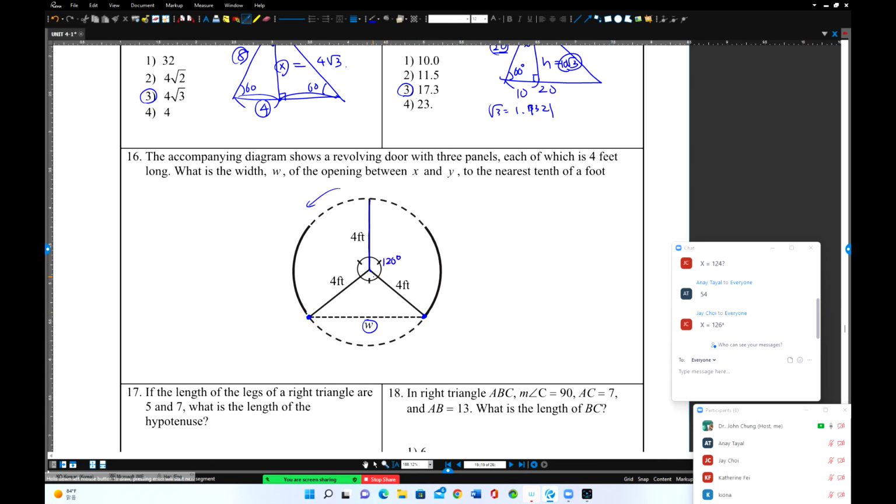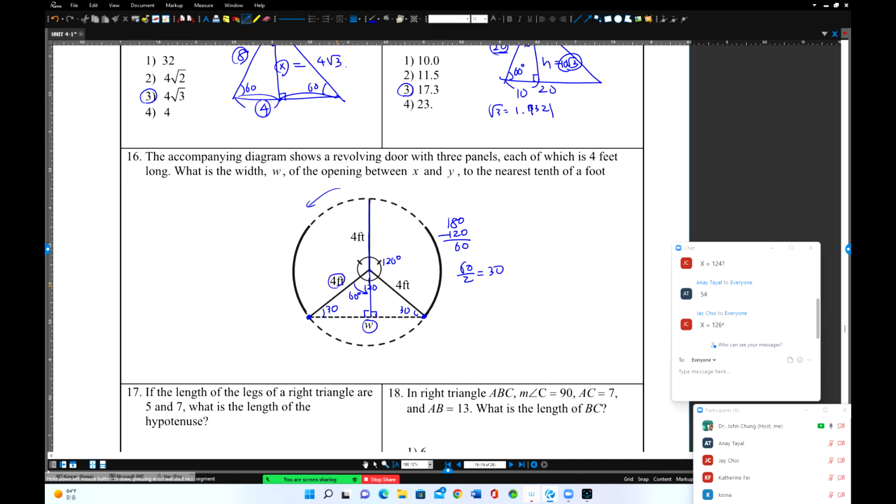Each angle is 120 degrees, right? The total of the interior angles is 180. 180 minus 120 equals 60, so the sum of the remaining 2 angles is 60. You divide it by 2, so each one is 30 degrees. This is 30, and this is another 30 degrees. Now let's make one more perpendicular line. This is 30, this is the right angle, so this one is going to be 60. Special right triangles.